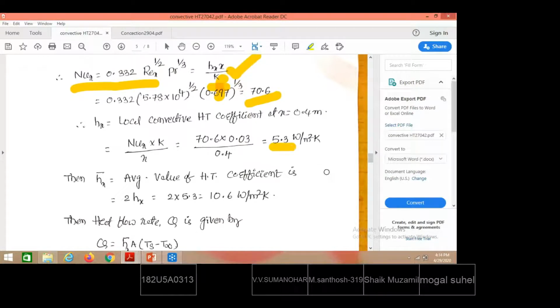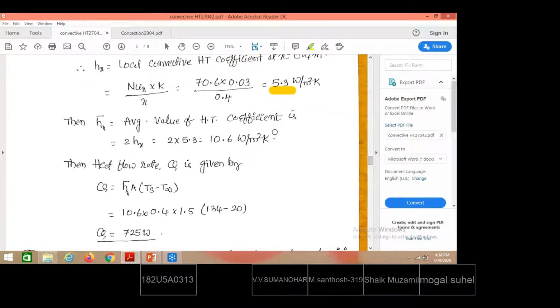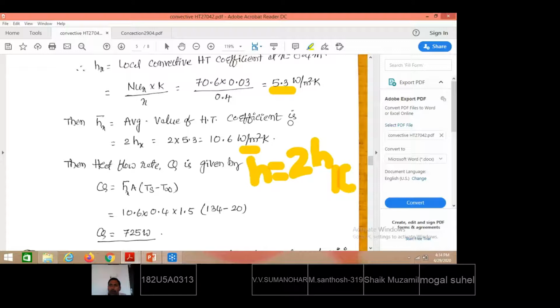And we have also seen what the average heat transfer coefficient is. The relation between the average and local heat transfer coefficients is that the average heat transfer coefficient equals 2 times the local heat transfer coefficient. Knowing the local heat transfer coefficient as 5.3, the average heat transfer coefficient is estimated as 2 into 5.3, which equals 10.6. After getting the average heat transfer coefficient, the heat transfer rate is estimated by Newton's law of cooling or heating, h bar A into (Ts minus T infinity), which equals 725 watts.